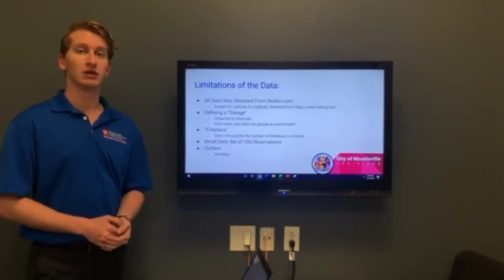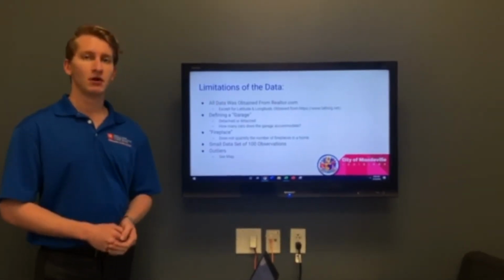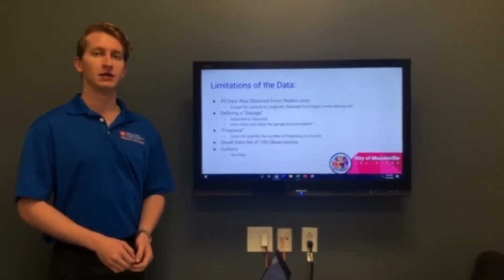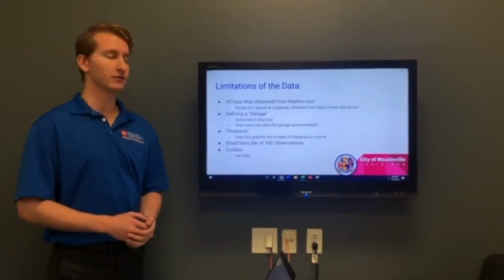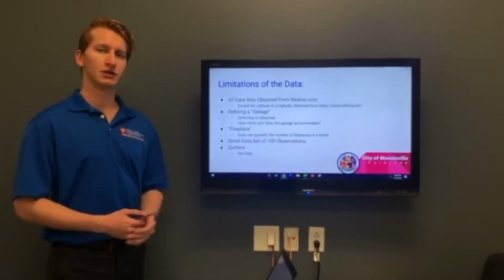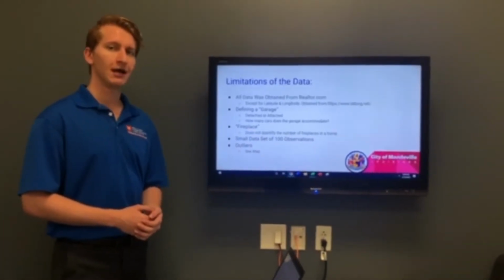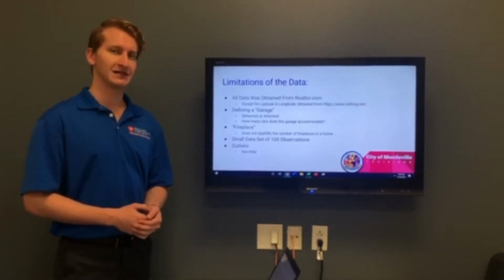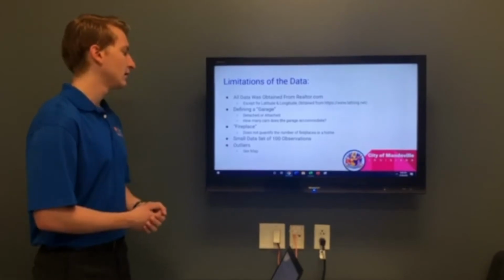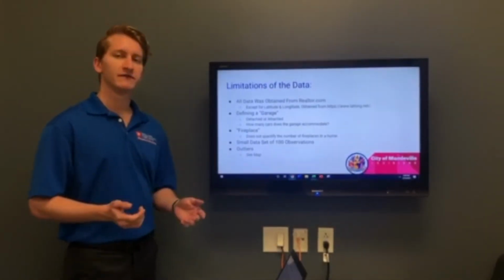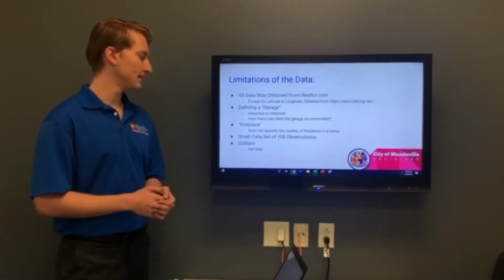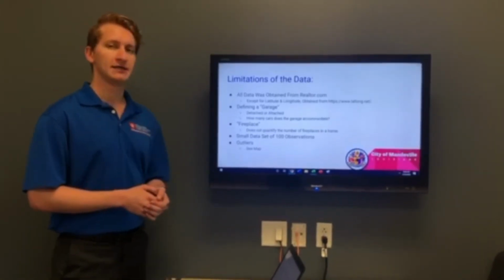I'd like to discuss more limitations of our data set. So all of our home data was obtained from Realtor.com. Other websites might have different data, so our data set might be a little skewed. Also, the definition of a garage. Is it detached or attached to the home? How many cars does it accommodate? We don't know. Also, fireplace. How many fireplaces are in the home? We can't quantify this. Also, our data set was relatively small. With only 100 observations, we didn't have the resources available to collect more. And there are some outliers in our data set, which you will see later in the maps.